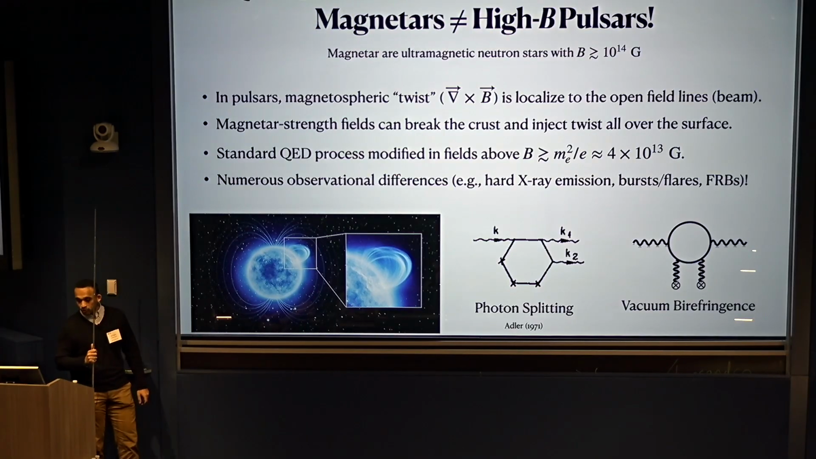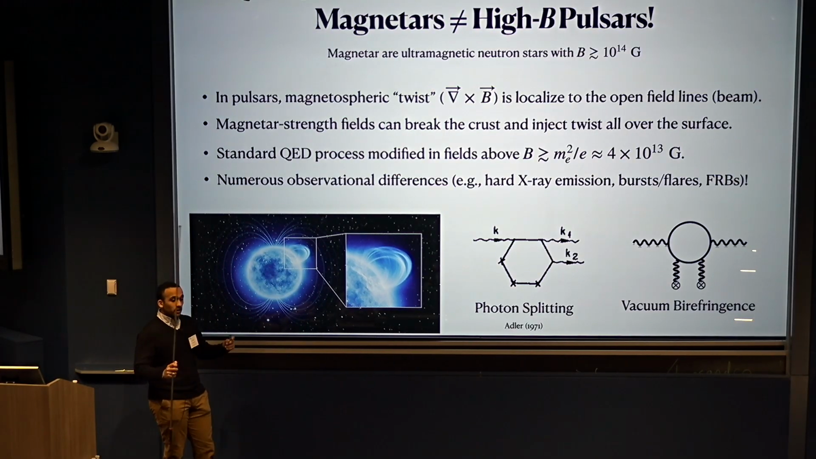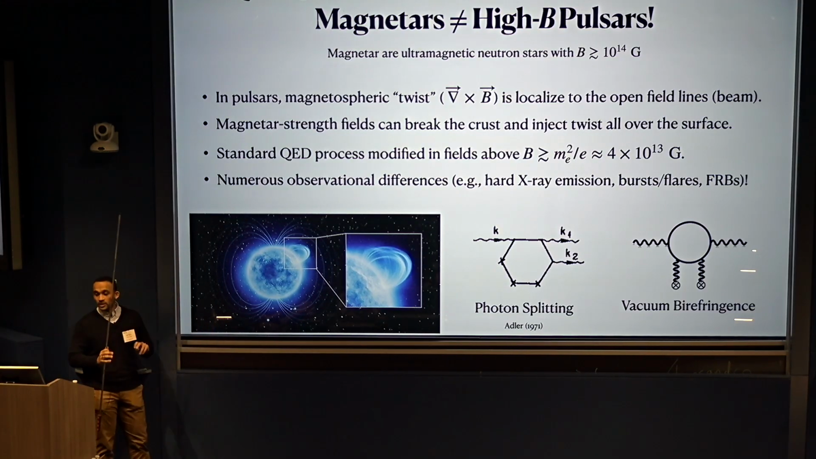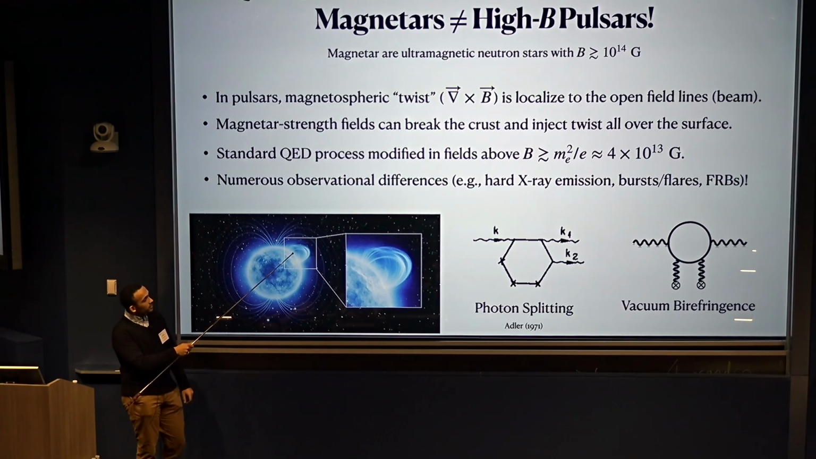And this behavior is actually well supported by observation. So high field magnetars exhibit considerably different emission characteristics from standard pulsars. So for example, they're highly dynamical.